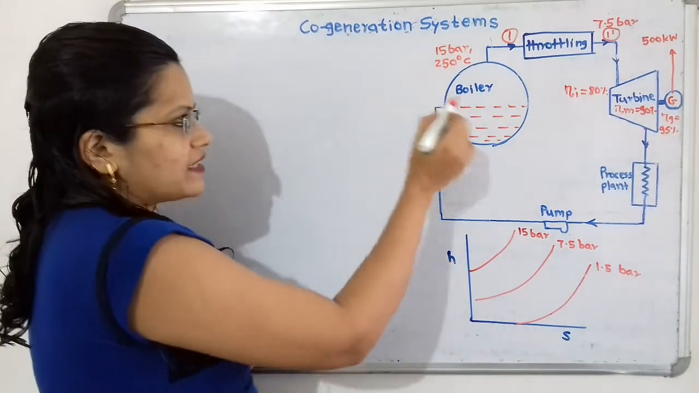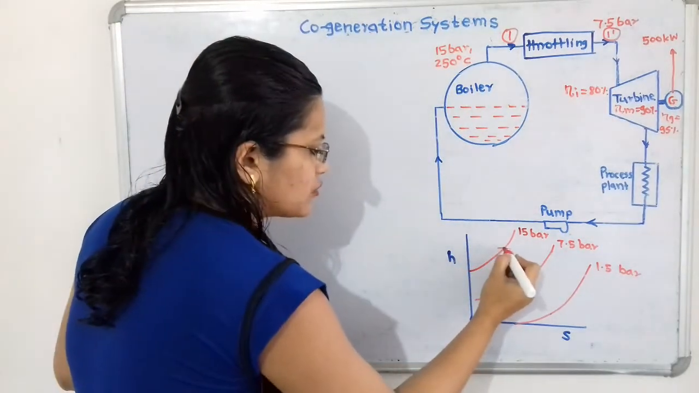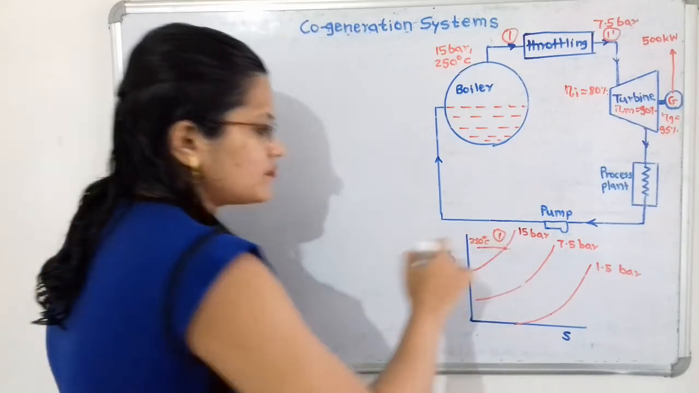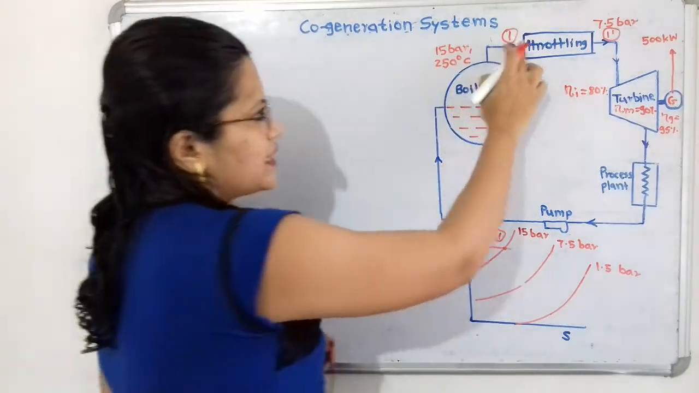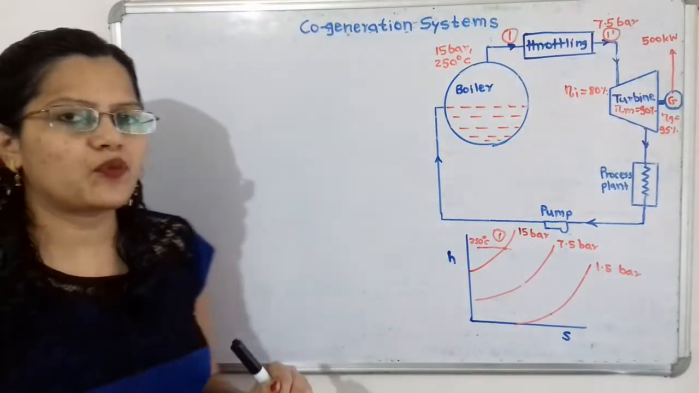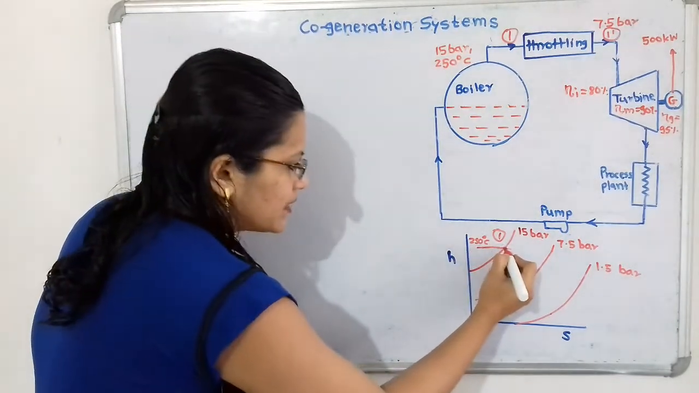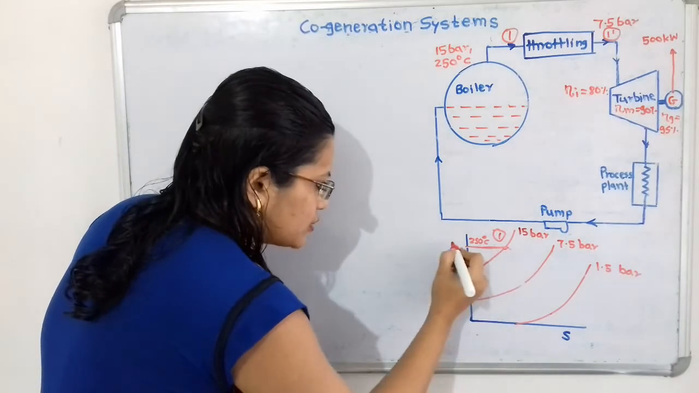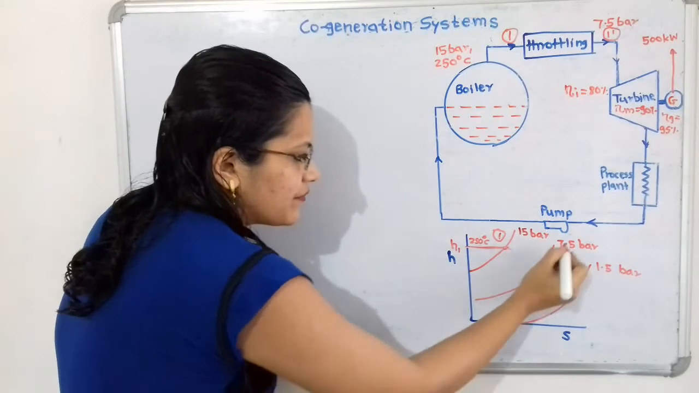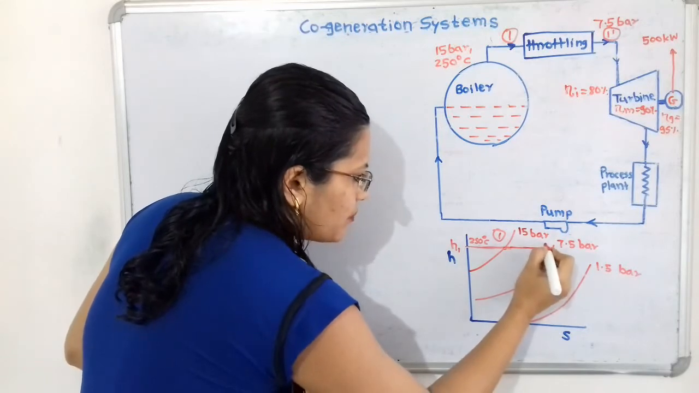So we will select the point 1 for the 15 bar pressure and 250 degrees Celsius. Suppose here is the temperature of 250 degrees Celsius, then here is the point 1. Now when the throttling process is taking place, enthalpy will remain the same but the pressure is getting reduced up to 7.5 bar. So how to select this point 1 dash? Enthalpy will remain the same, that is H1 at this point 1. Now this H1 will remain the same and here is the 7.5 bar pressure line. So we have to extend this horizontal line and here will be the point 1 dash.